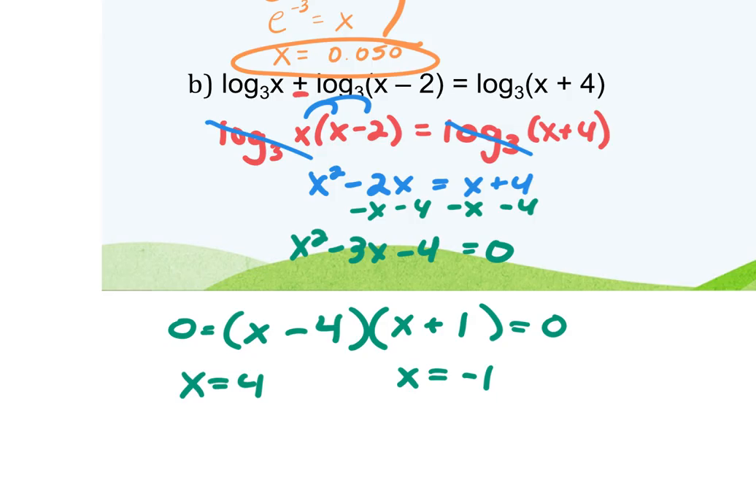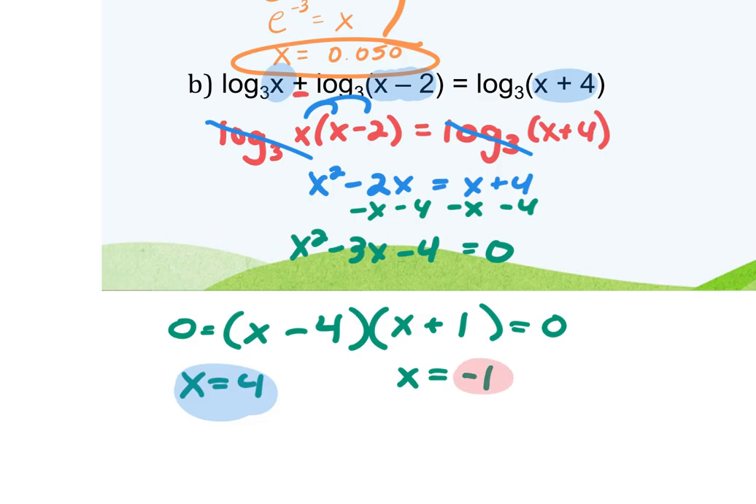So we're going to test 4 first. If I plug 4 into the log base 3 of x, it's fine, right? 4 is obviously positive. If I plug 4 into the parentheses of x minus 2 here, I get 4 minus 2. What is that? 2. Is that positive? Yes, good. Go to the last one. I plug 4 in here. I get 4 plus 4, which is? Didn't mean to stump you on that one. 4 plus 4 is 8, positive. Yes, so I keep 4. That's an answer.